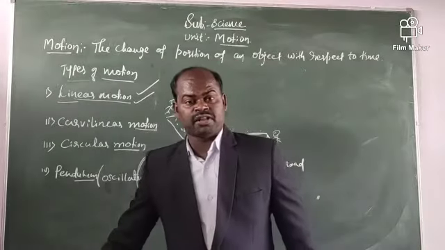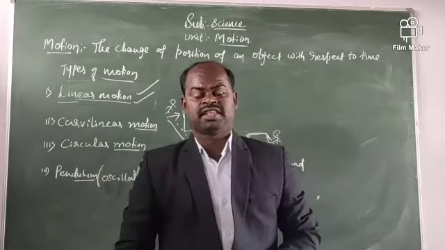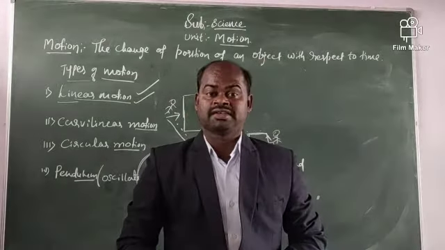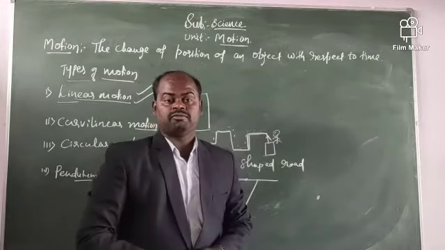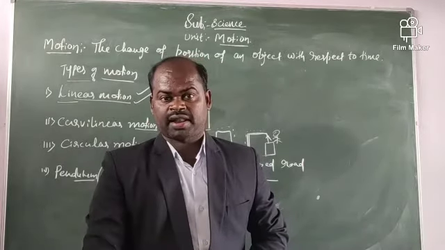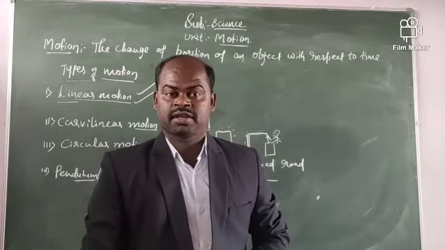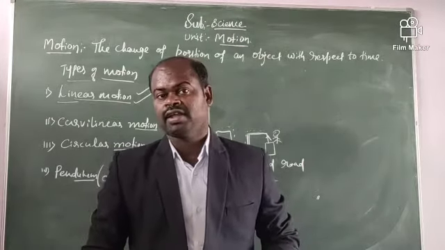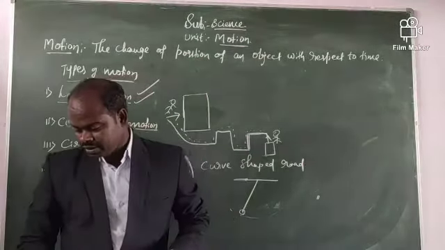And the next, periodic motion. What is periodic motion? Say the clocks hanging on the wall, for every hour it may ring the bell once or twice, depending upon the hour. Okay, that is an example for periodic motion.